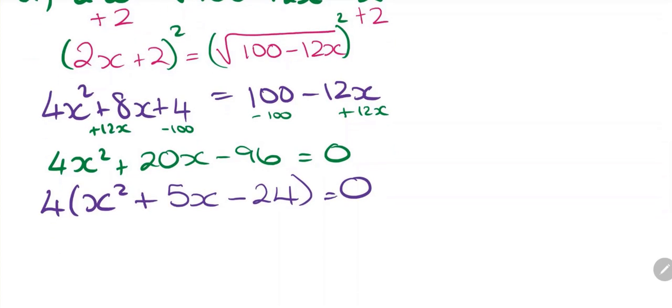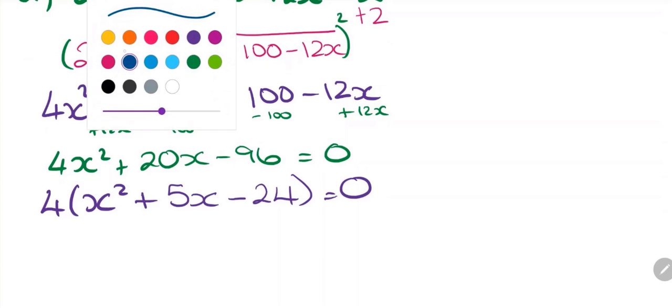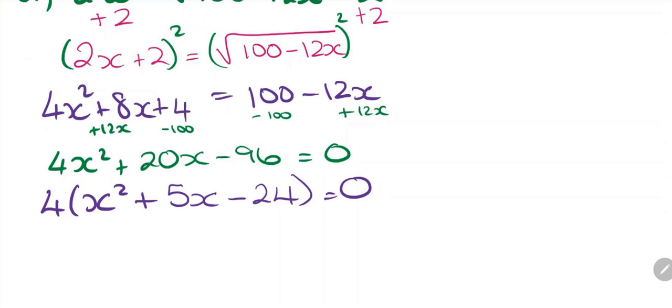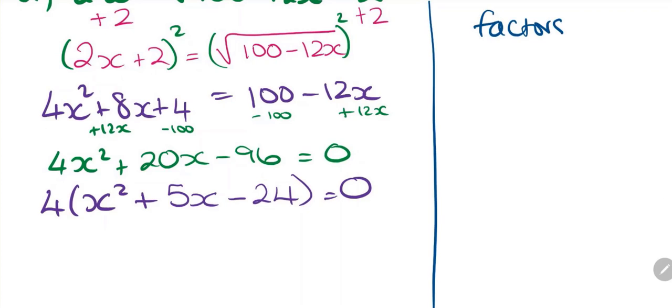So now I've got my terms. I'm going to factor. So I'm going to look over here. We want factors of 1 times minus 24 that when they add, they're going to give us plus 5. So my factors, we got 8 and 3. It needs to be a minus 24 and it needs to be positive 5, so it's going to be a positive 8 and a minus 3.